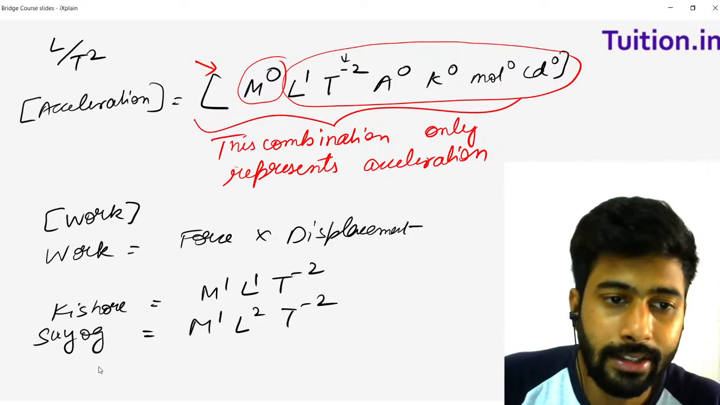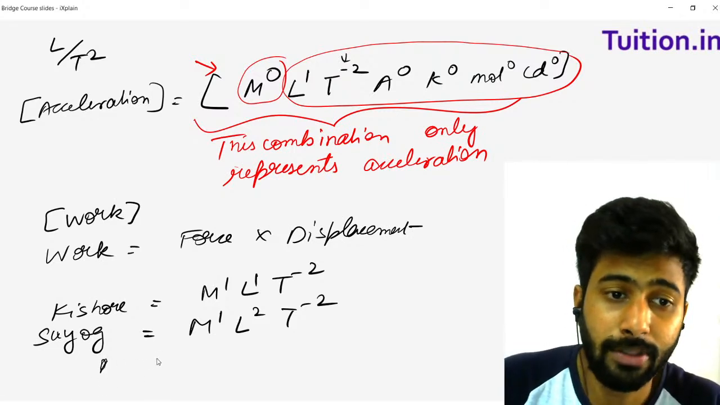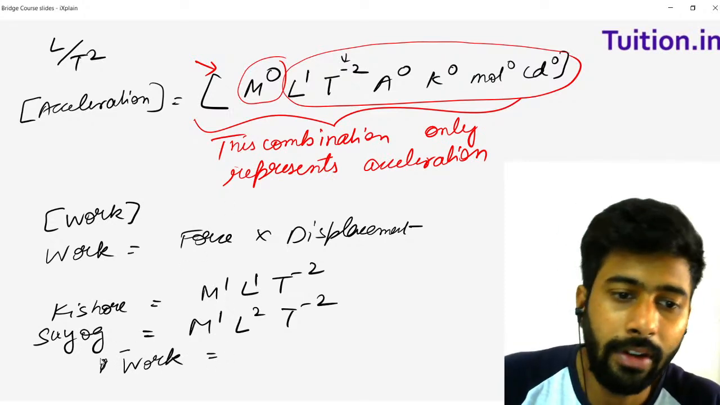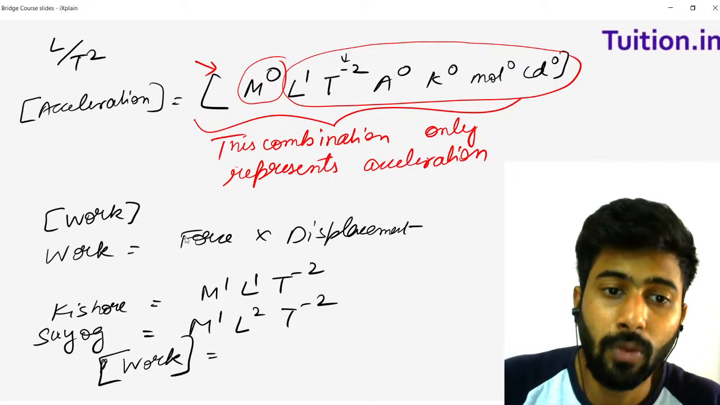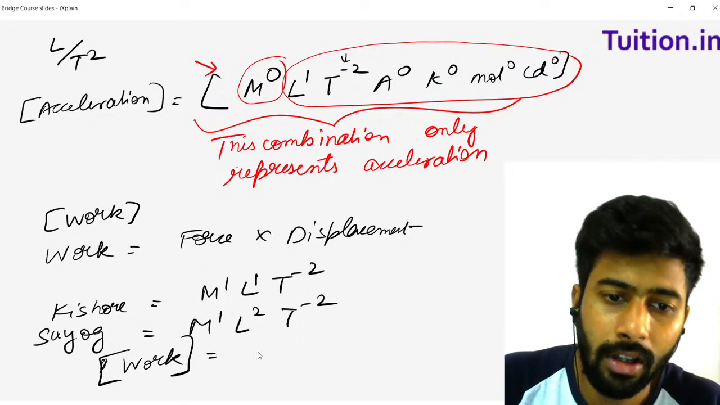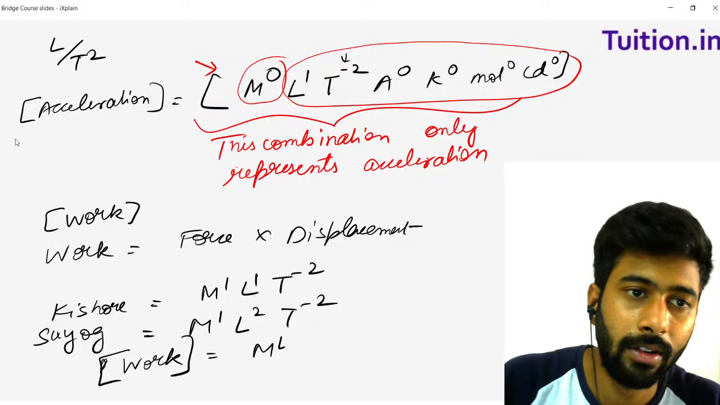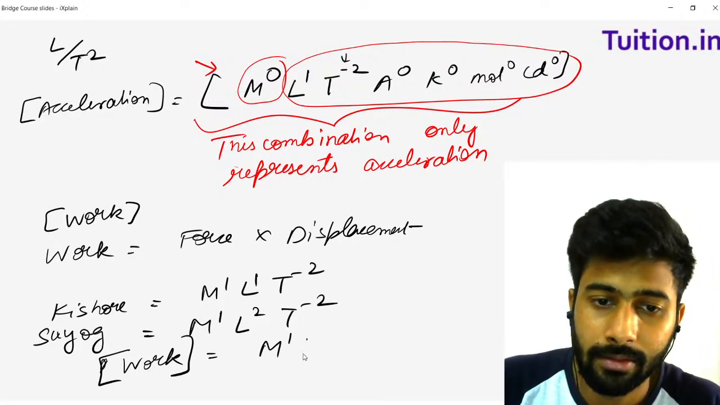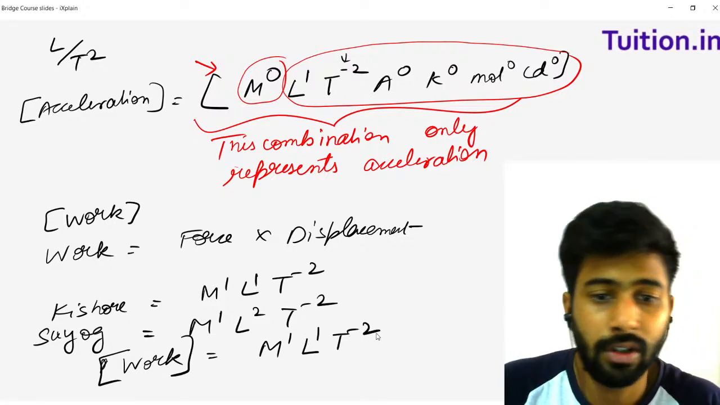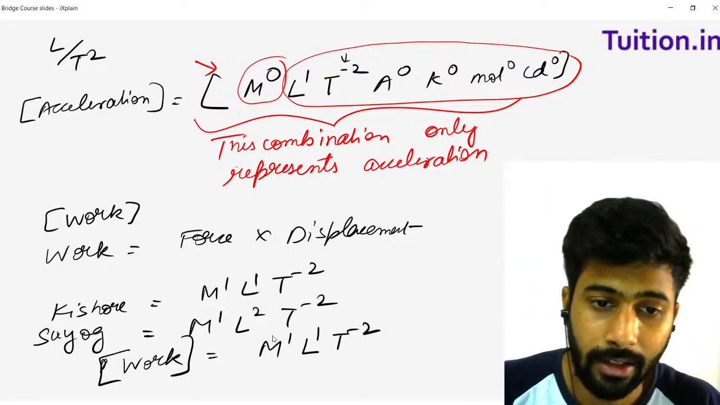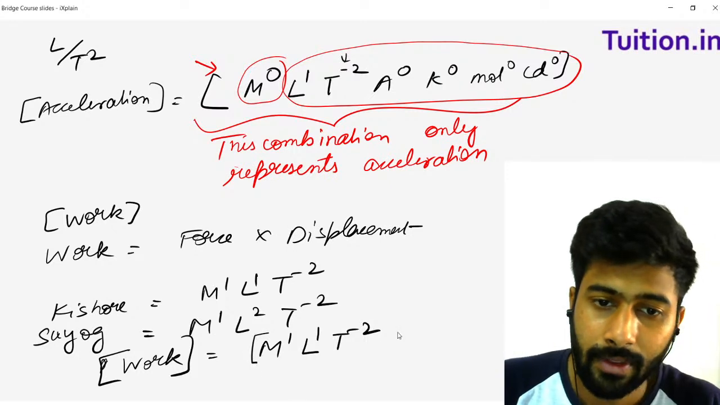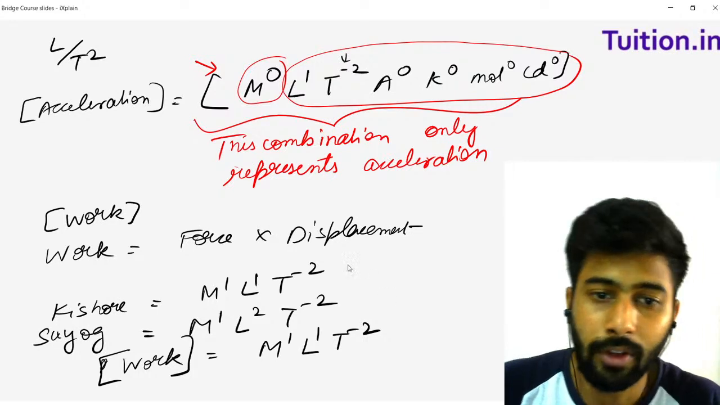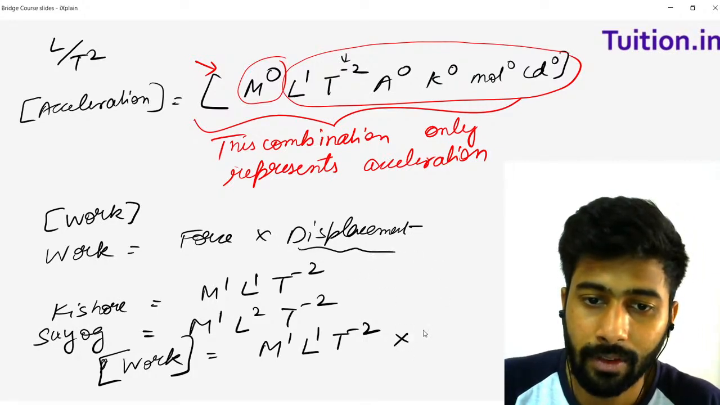So work is nothing but force into displacement. Just now we saw the dimensions, and now we are talking in terms of dimension. So what is the dimension of force? Just now we saw mass power 1, length power 1, time power minus 2. This is the dimension of force. Correct. And then you have to multiply this with displacement, which is length.